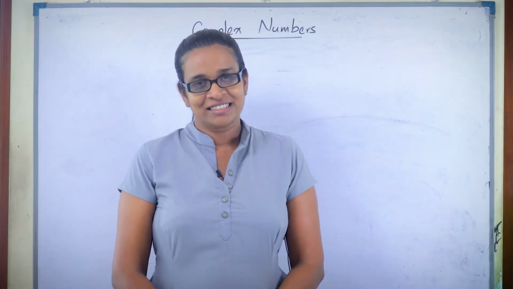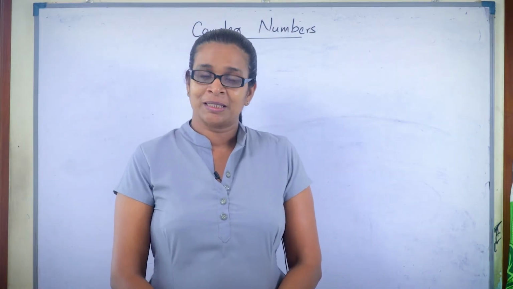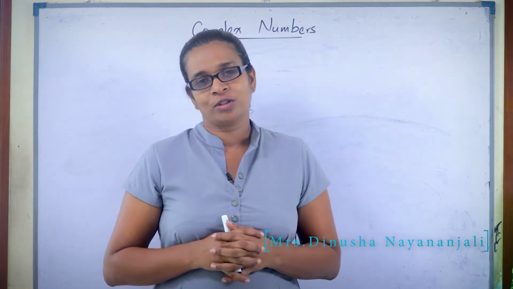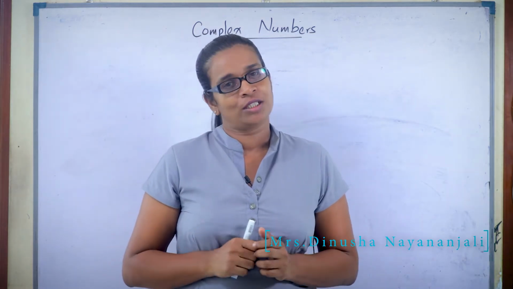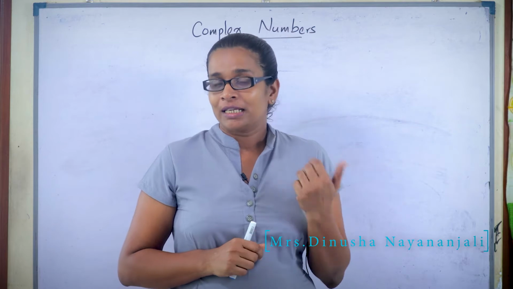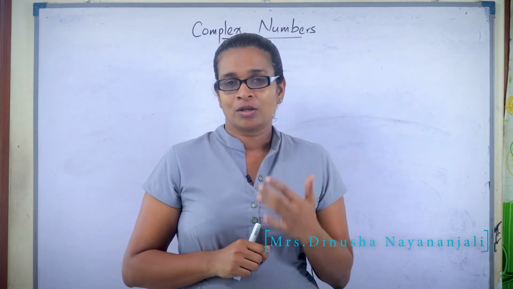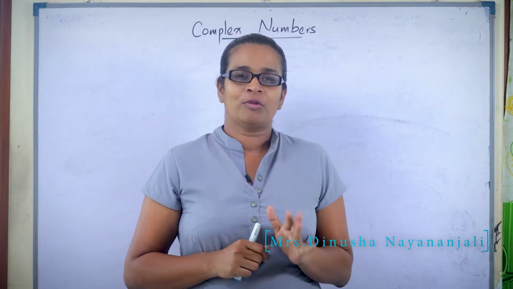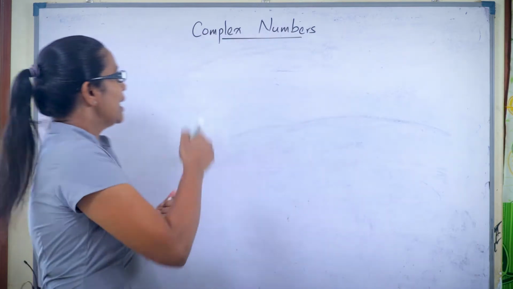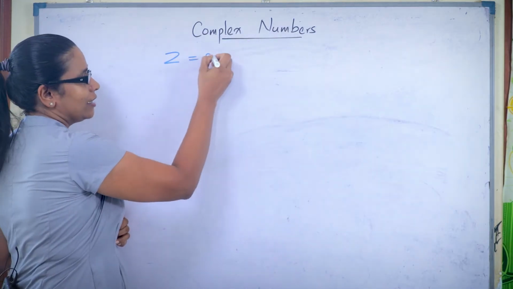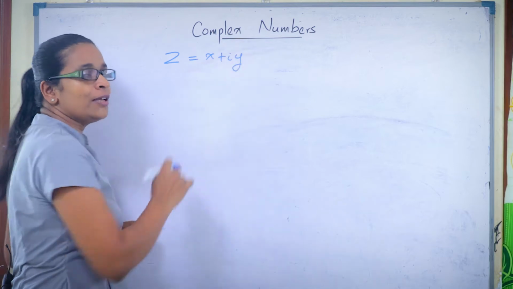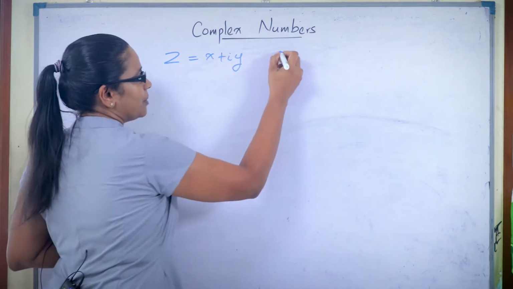Well, today's lesson is again complex numbers. But here I want to talk to you about the polar representation of a complex number. In an earlier video, I talked to you about the rectangular form of a complex number. That means z equals x plus iy. Okay, you may remember this one.